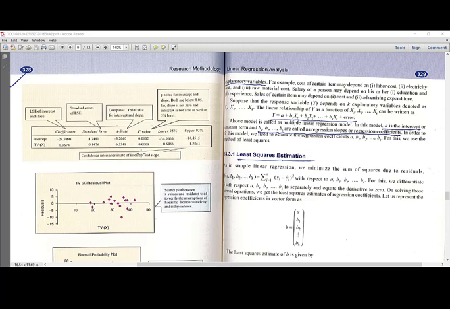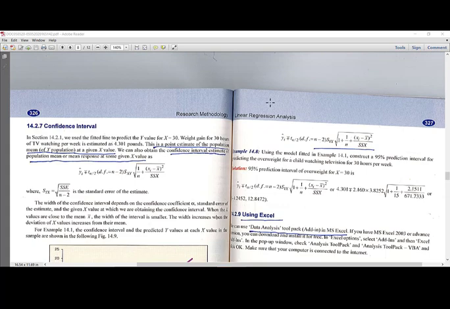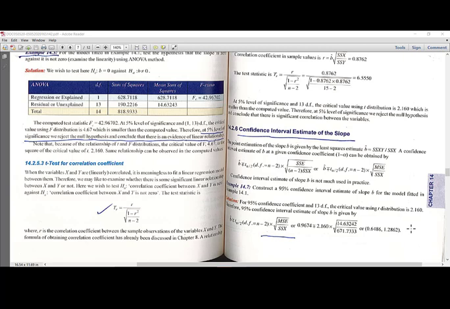Then these are the intervals, lower 95% and upper 95%. These values, if you remember, are 0.6486 and 1.2863. If you see here, you can observe 0.6486 and 1.2862. This is the confidence interval estimate for the slope.